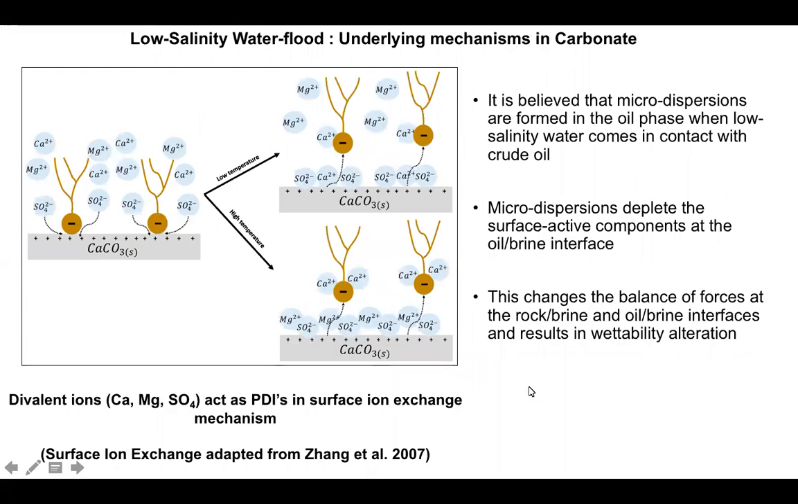It is believed that microdispersions are formed in the oil phase when low salinity water comes in contact with crude oil. Microdispersions deplete the surface active components at the oil brine interface, and this changes the balance of forces at the rock brine and oil brine interfaces and results in wettability alteration. It might sound a little tricky, so let me explain it with the diagram here.